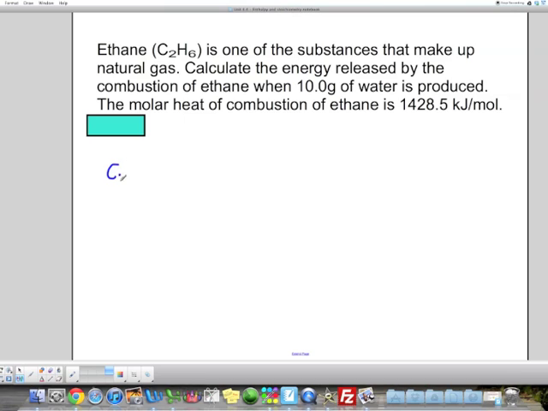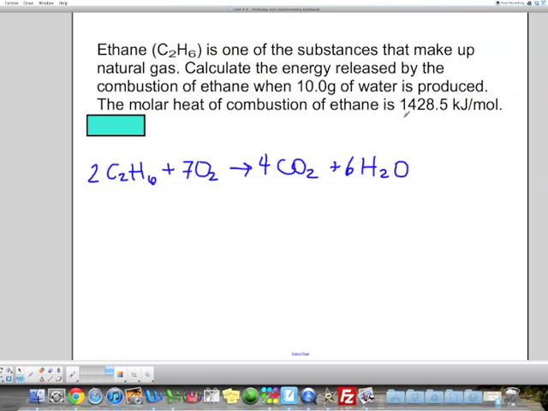So I have C2H6. Now, since this is a combustion, I know that this should react with some oxygen. And I know that combustions release carbon dioxide as well as some water vapor. Second step, I need to balance this equation. So it gives me 2C2H6, 7O2, 6H2O, and it gives me 4 CO2.